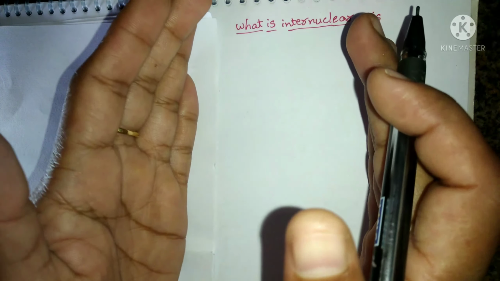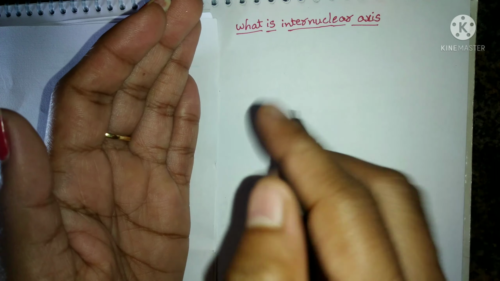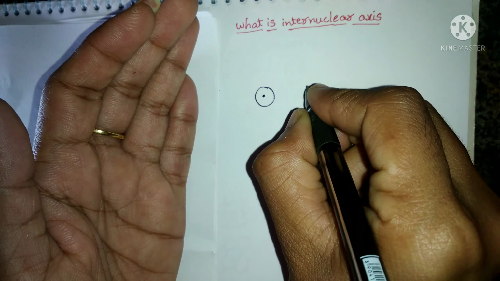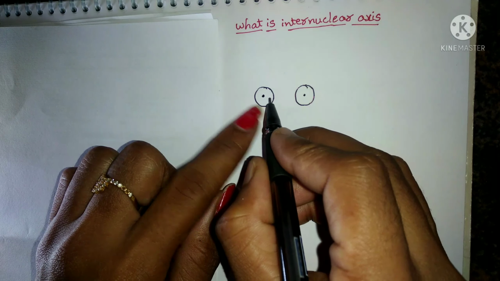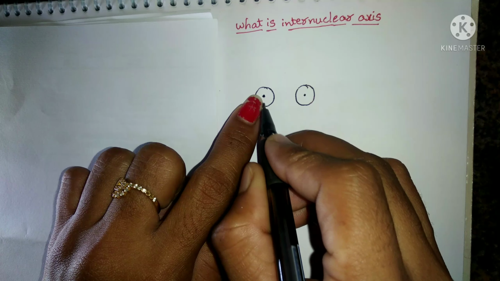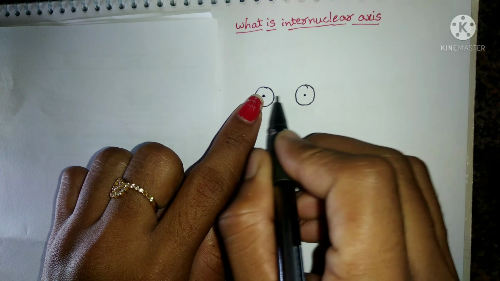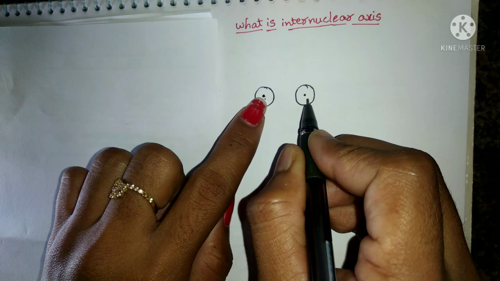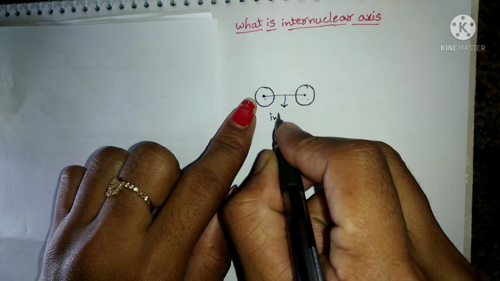Inter is nothing but between two. Nuclear is nothing but nucleus. So here this is one atom and here this is one atom. This is the nucleus of this atom, this is the nucleus of this atom. Between these two atoms, what is the distance? This distance is called the internuclear distance.